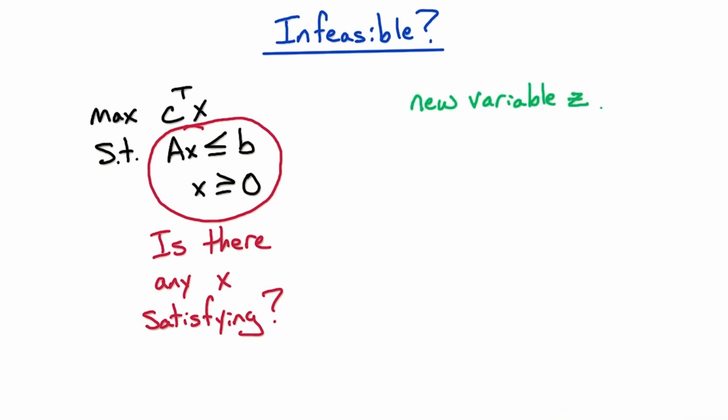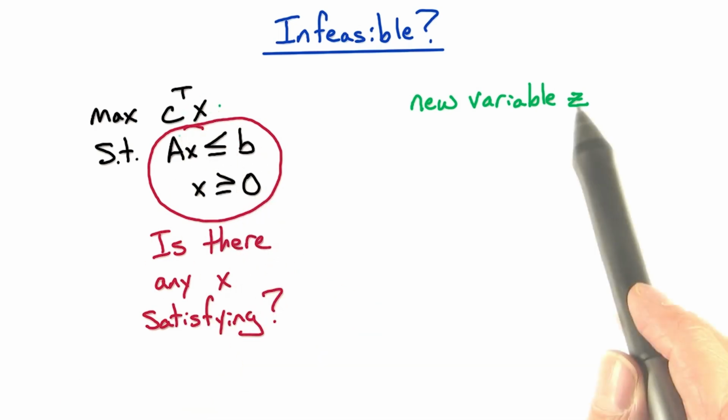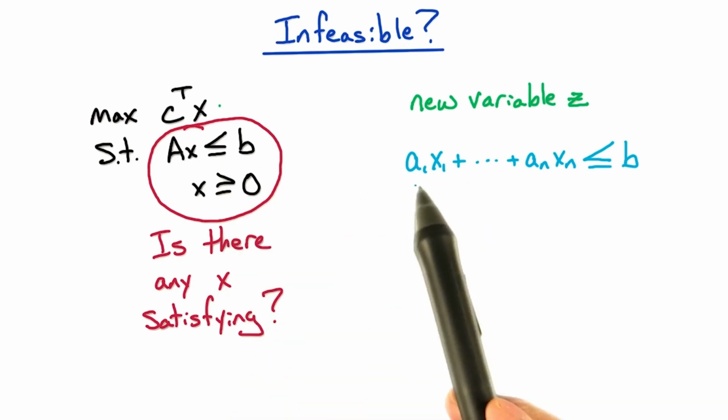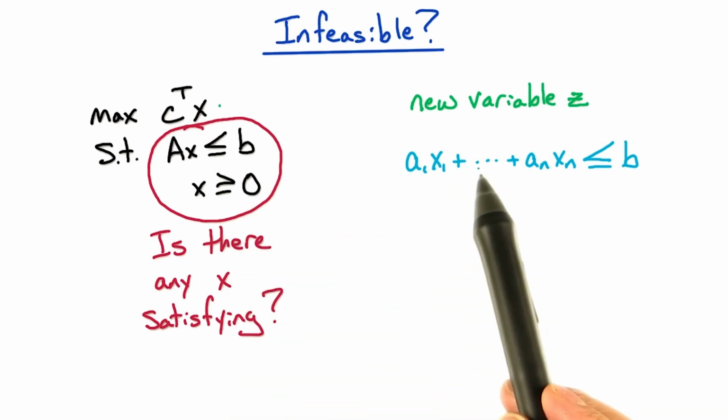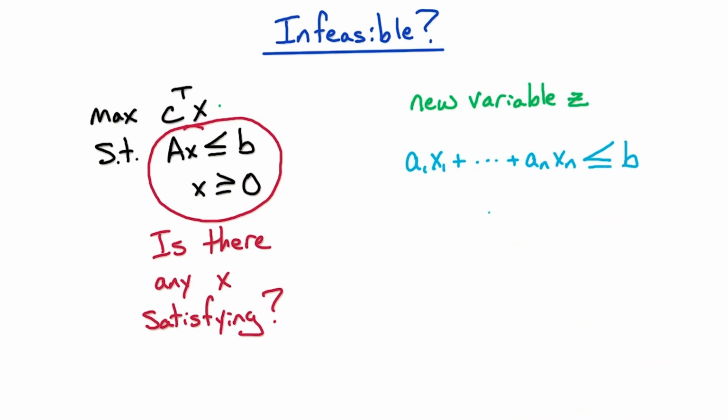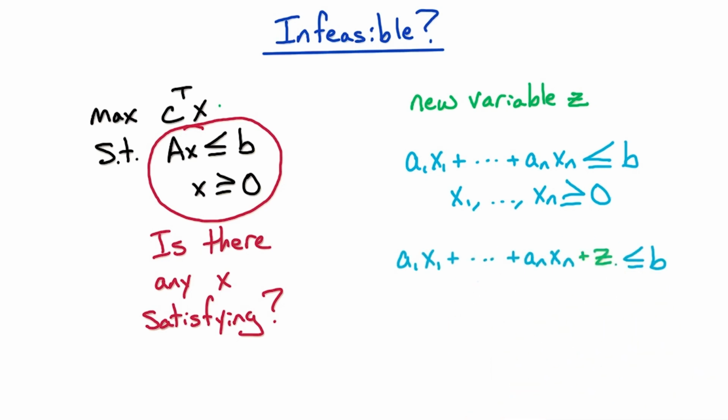Let's make a new variable z. Now x was a vector of size n, so it consisted of n variables. This is not a vector, this is just a single variable. Now consider one of the constraints here. a1x1 plus a2x2 and so on up to an xn is at most little b. Now is there a solution to this under the non-negativity constraint? Well, there may or may not be, but suppose we take this same constraint and we add in z to the left-hand side. We keep the non-negativity constraints for the variables x1 through xn, but z is unrestricted, so it can take on positive or negative values.